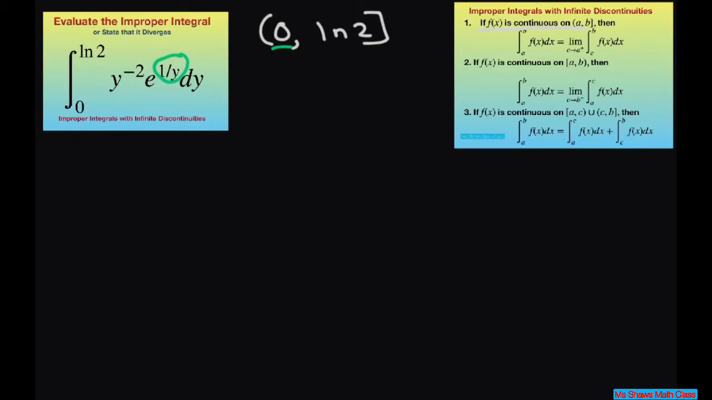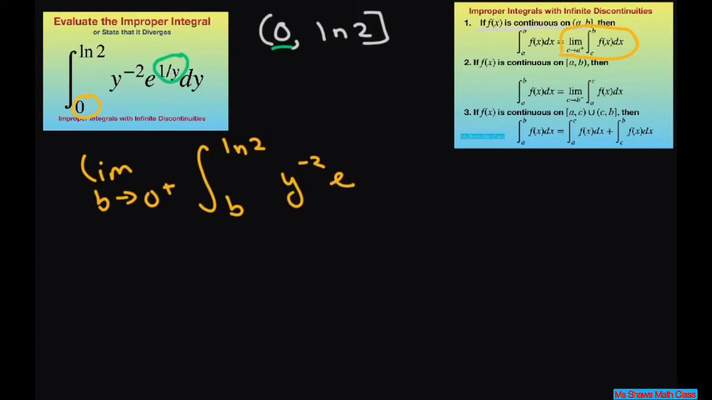So now, instead of doing our integral as normal, we're going to use improper integrals with infinite discontinuities and write it as a limit. So we're going to write this as the limit as b approaches 0 from the right, and we're going to change our lower limit, 0, to b, and then evaluate that way.